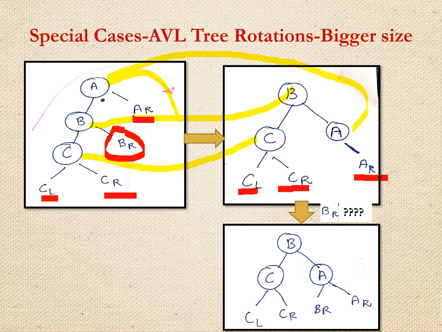So your BR will be shifted as the left child of A. Now BR is shifted here as the left child of A, because BR was to the right of B and less than A, and that way its position is identified as the left child of your A. So this is just a small special case when we do some kind of rotation on a bigger tree.